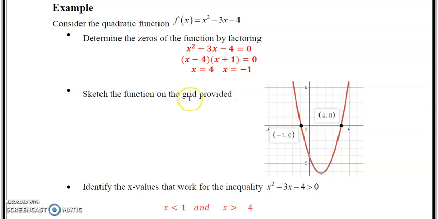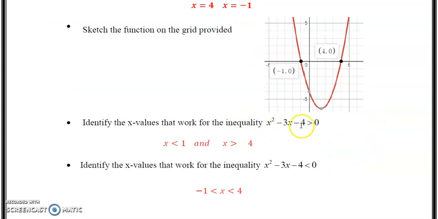It says sketch the function on the graph provided. So that's what I've done. I have the x and y intercepts: the two x-intercepts and also the y-intercept, and I've gotten the vertex as well, and I've sketched it. Now, if we sketch, you wouldn't have to have the vertex perfect, just some of the key points there, especially for these questions. It doesn't have to be precise, but you definitely need those two x-intercepts.